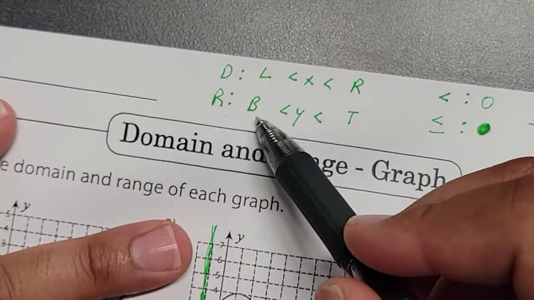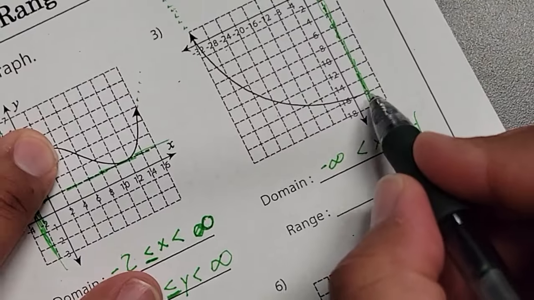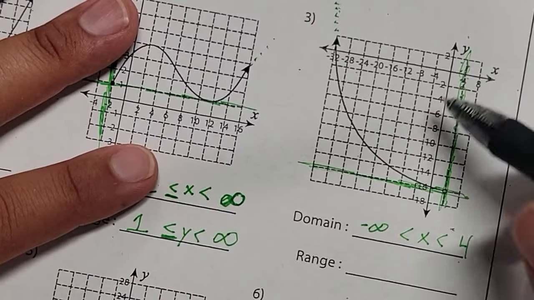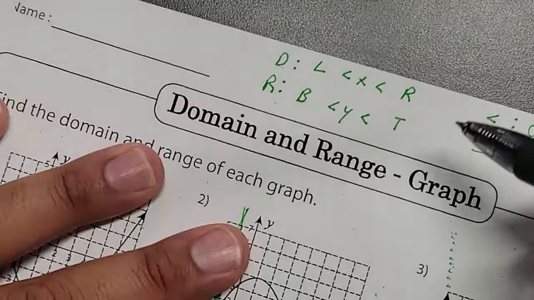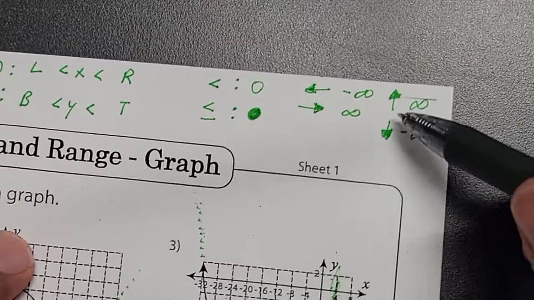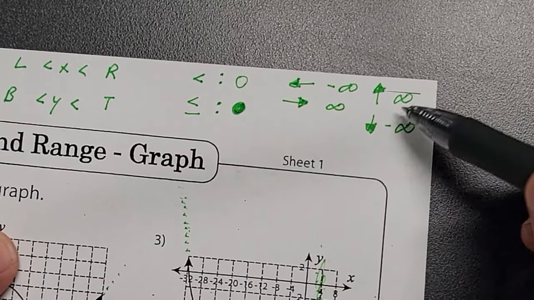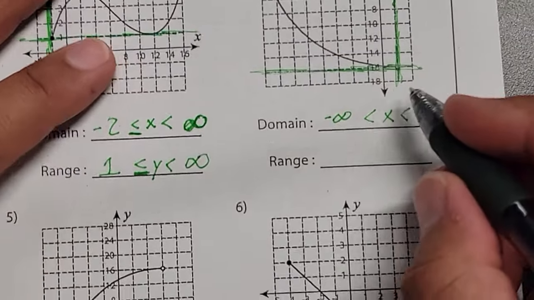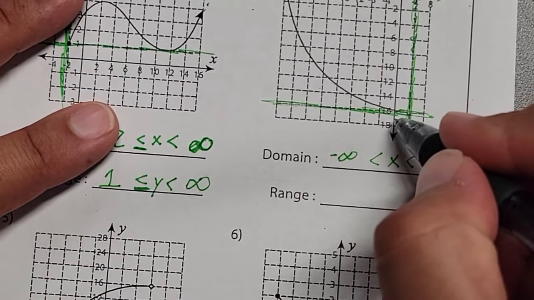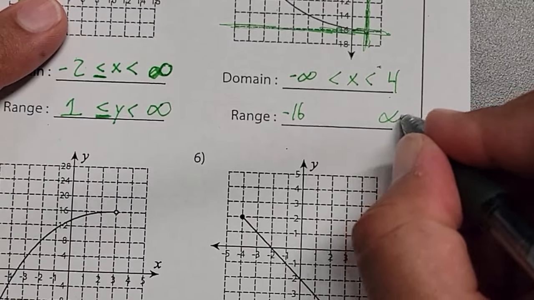Now for the range, where's the bottom of the graph? The bottom of my graph, well, this is the bottom right here, so that's the bottom. All right. Now let's go ahead and do the top. So the top of the graph, is there an arrow pointing up? Yes, there's an arrow pointing up. Right here, this is going up. So my answer is positive infinity. So this y number is what? That's negative 16 is the bottom, and the top is positive infinity.